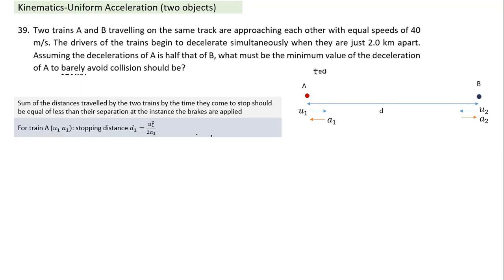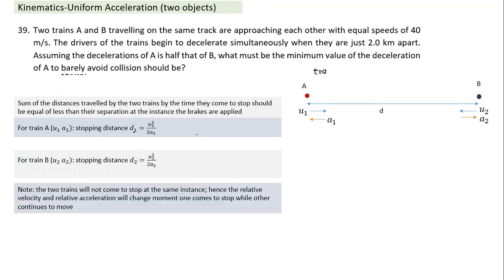So how do I write this as an equation? When you apply a brake, this D1 is equal to U1 squared by 2A1. This is a condition always whenever U and A are opposite. And the other travels a distance U2 squared by 2A2. So what is my equation now? D1 plus D2 has to be less than or equal to D for it to avoid collision. In this particular case, in place of A2, I would have substituted A by 2. And I can substitute the values and solve.